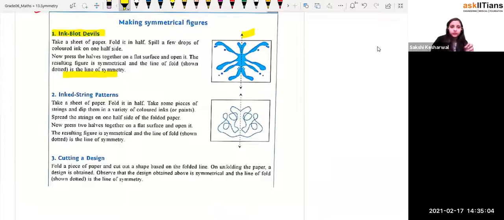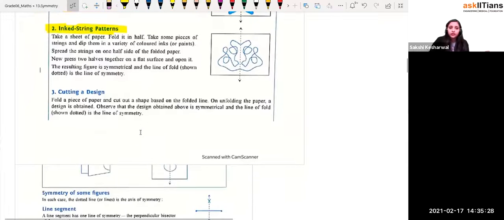Take a sheet of paper, fold it in half, and take some pieces of string, dip them in a variety of colored ink or paint, and spread the strings on one half side of the folded paper. Now press the two halves together on a flat surface and open it. The resulting figure is symmetrical, and the line of folding is a line of symmetry. You can just try this. Yes, you can do this in your day-to-day life, and we have done this in day-to-day life also. And cutting of a paper.